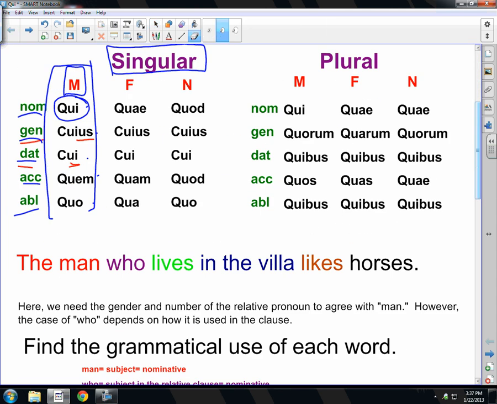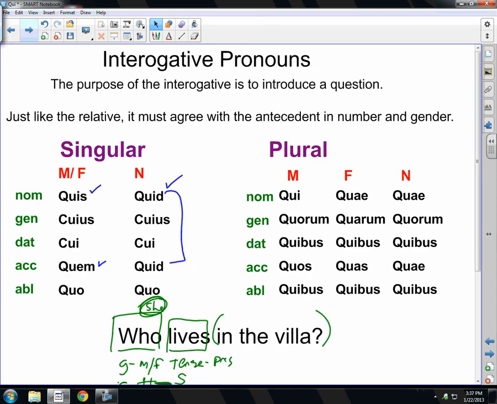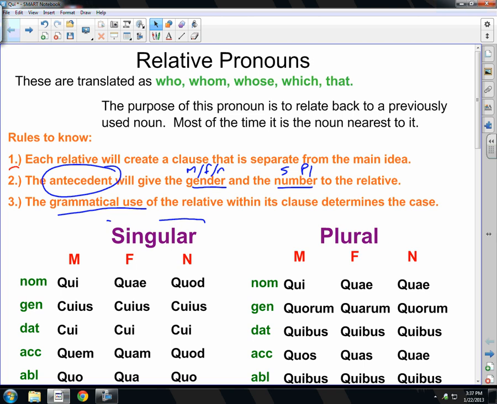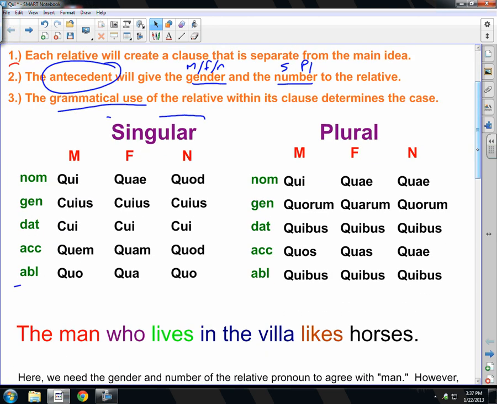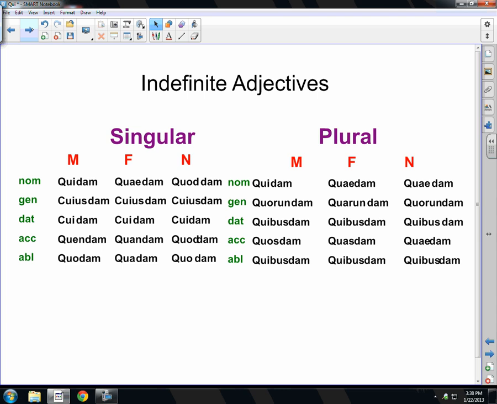this chart that I've already used for the relatives. And the difference between this relative chart and this interrogative chart is very simple. These right here create a relative clause. They're going to have an antecedent within the sentence, and they're going to create a relative clause. These interrogative pronouns are going to create a question. That's it. That's the difference between those two. Now, we move to indefinite adjectives.